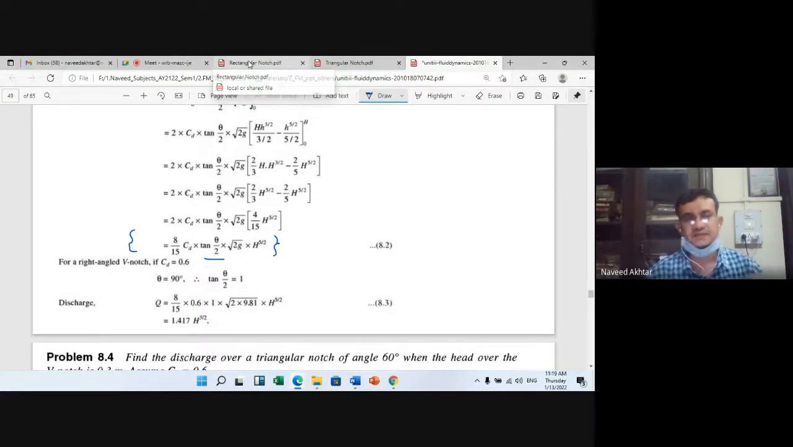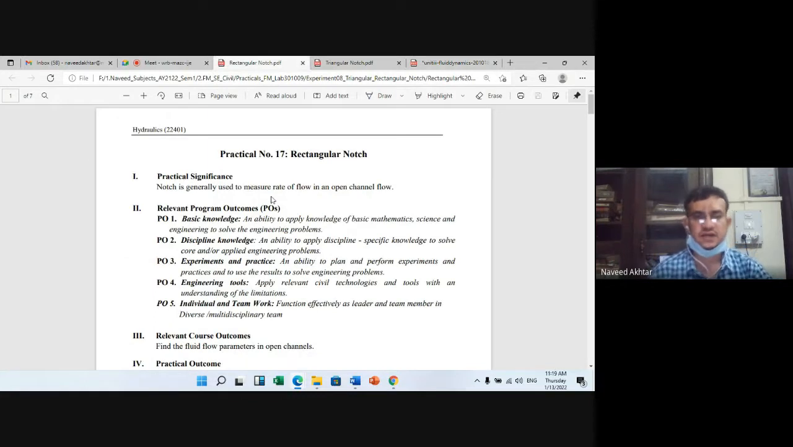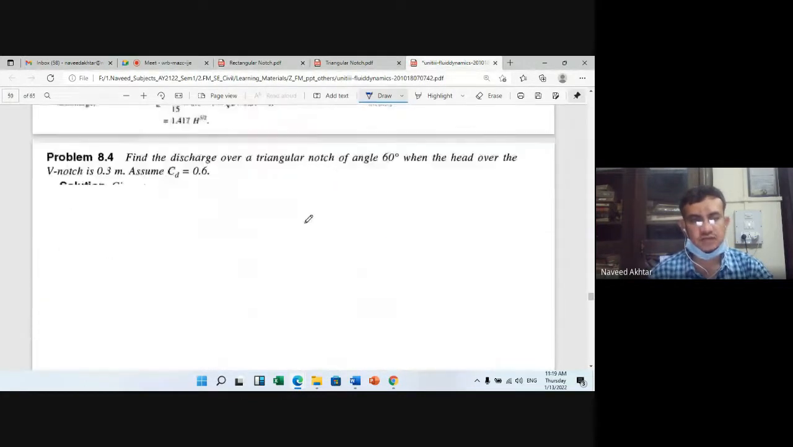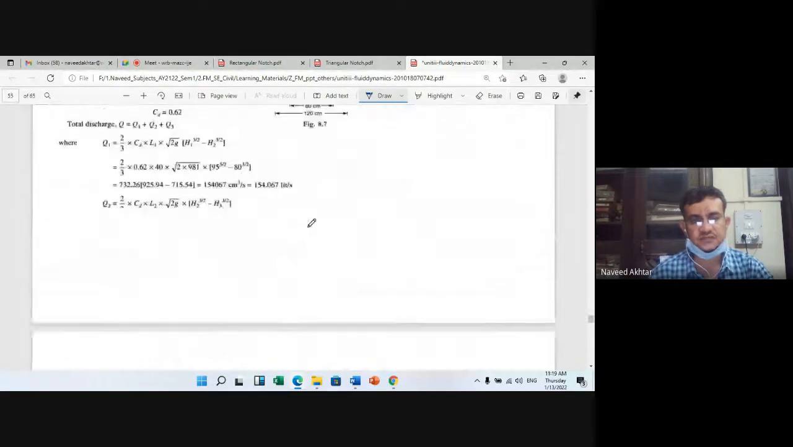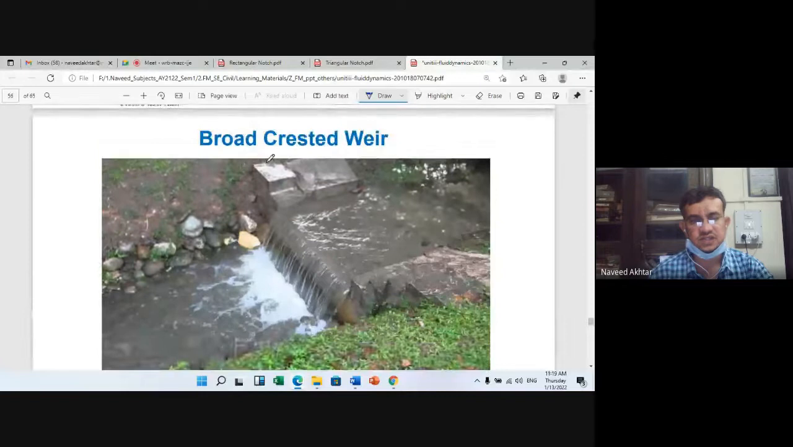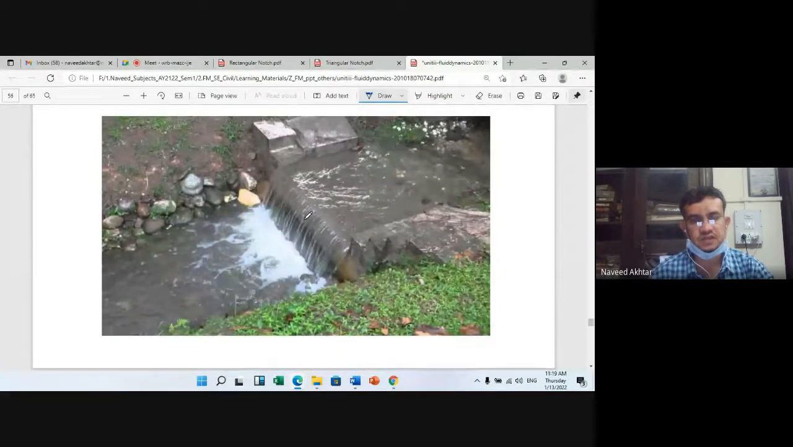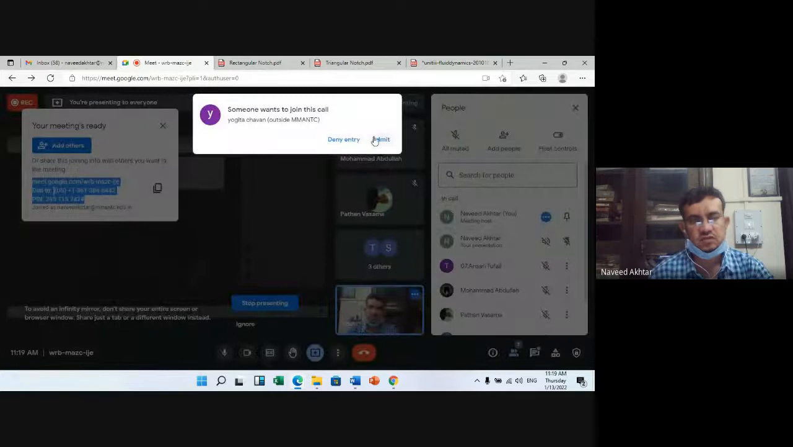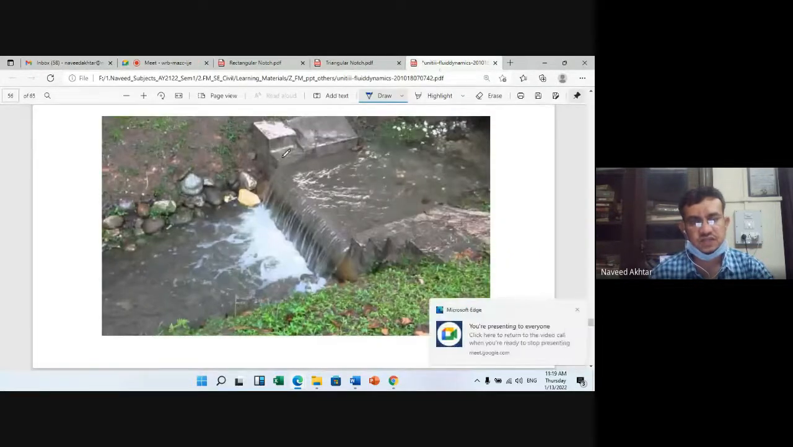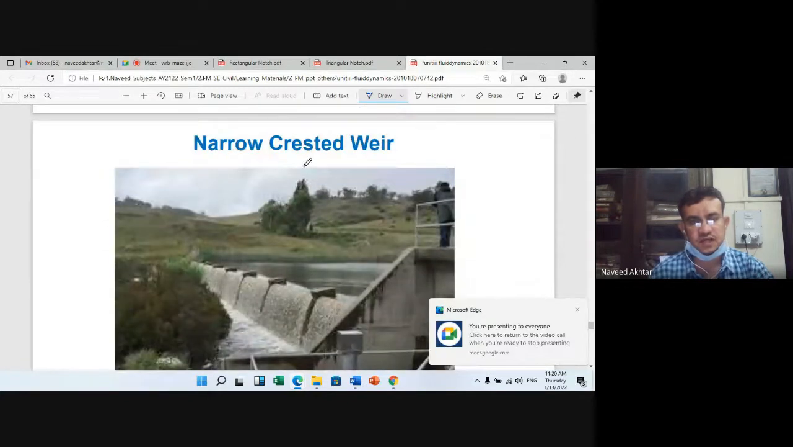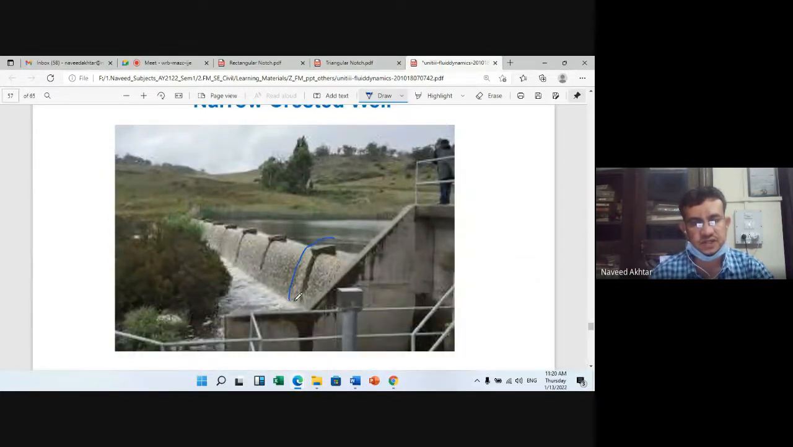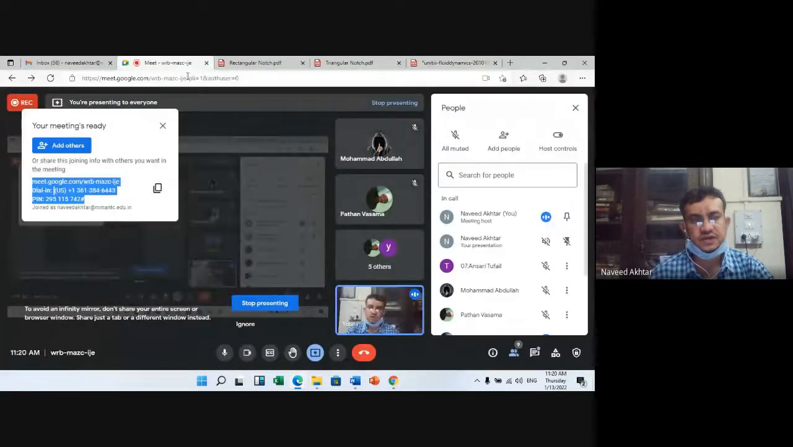So in the first experiment we will see the rectangular notch. Many such photographs are available, and we'll share these also. You can see the broad crested weir here. There is no separation. And here you can see the narrow crested weir. You can see the partitions are there; that's why they are called narrow crested weirs. If there is no partition, then they are broad crested weirs.